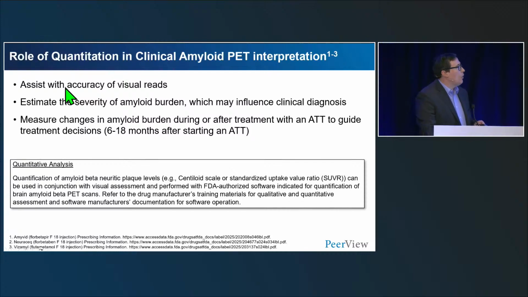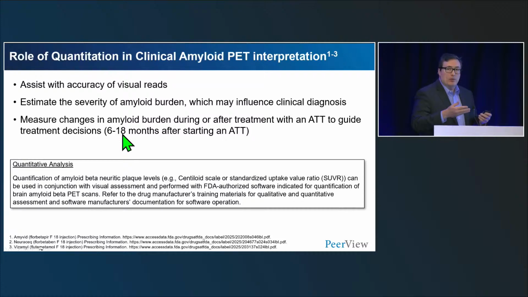And I do think there's a role, but I would say in our practice, and I think the evidence suggests, that estimating the severity of amyloid burden, which can influence the diagnosis and treatment decisions, as well as measuring changes in the amyloid burden during or after treatment with amyloid-targeted therapies, guiding treatment decisions, for example, whether to continue or discontinue treatment, are probably the biggest areas where we find quantitation helpful.